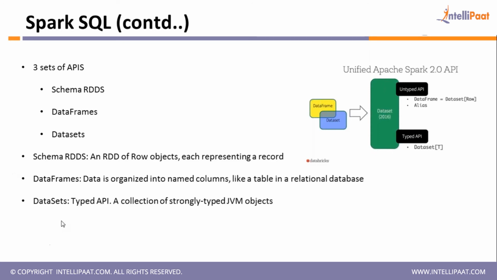The third API is the data set, which is similar to the data frame but has some optimizations over it, and it provides you a typed API, right? The data that you are getting in the form of RDDs is strongly typed. When I say strongly typed, it means the data type of the collection can be tagged at compile time only. So this is a collection of strongly typed JVM objects.